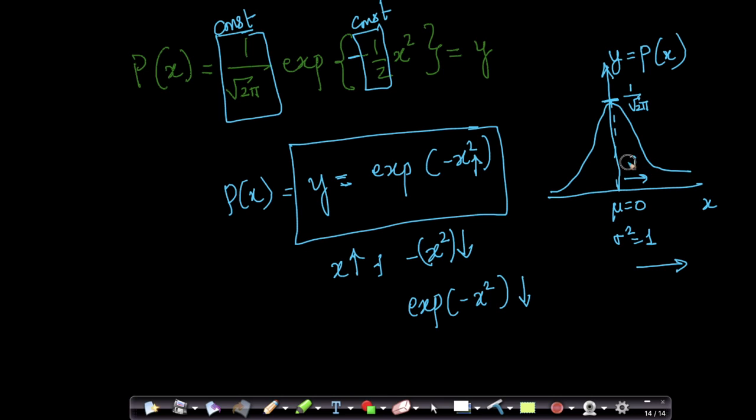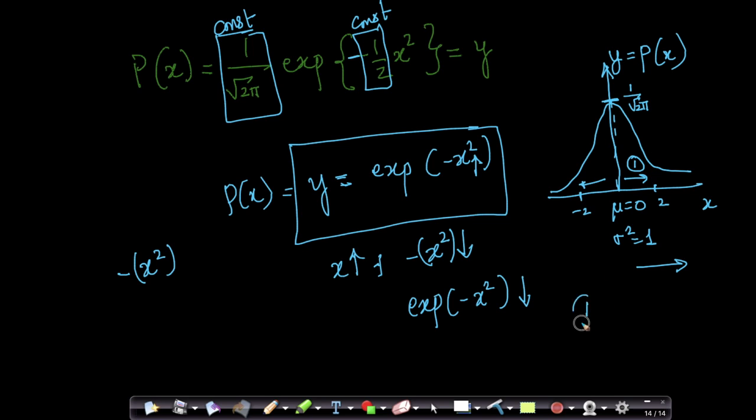That's the first observation. Second observation: as x goes away from 0, even on the negative side, it doesn't matter, because what we have is minus x square. Whether x is positive or negative, x square is going to be the same value. Which means whether you have x equals 2 or x equals minus 2, the value is going to be exactly the same, which means this function is symmetric.